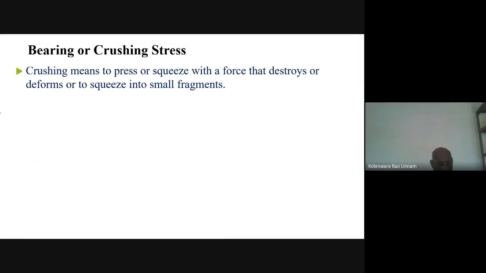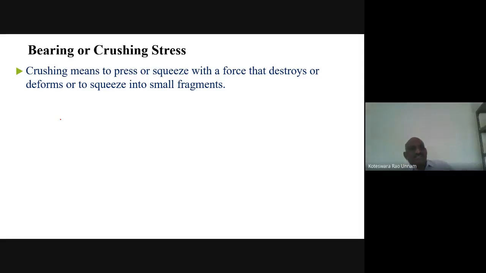Similarly, you have a bearing stress or crushing stress. We already discussed that bearing stress or crushing stress is nothing but what arises whenever there is a relative displacement between two components. This happens because of the pressurizing or squeezing of one component against the other. So we call the stress induced because of this pressurization or squeezing of one component over the other a bearing stress or crushing stress.